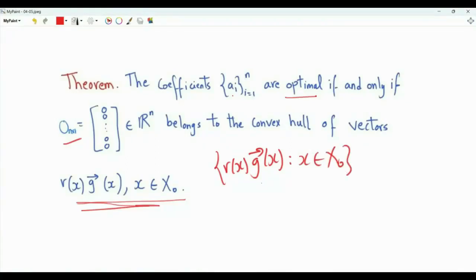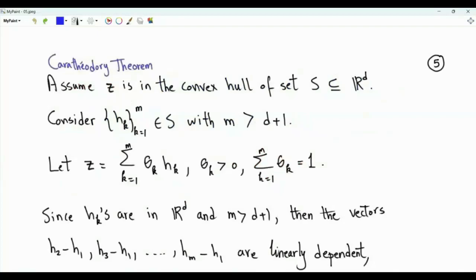The question now is, how many terms do we need for representing the all zero vector as a convex combination of vectors from this set? To answer our question, we make use of Carathéodory's theorem. Consider vector Z, which is in the convex hull of those vectors. We write Z as a convex combination of those vectors. The coefficients of the convex combination are generally non-negative and their sum is equal to 1.